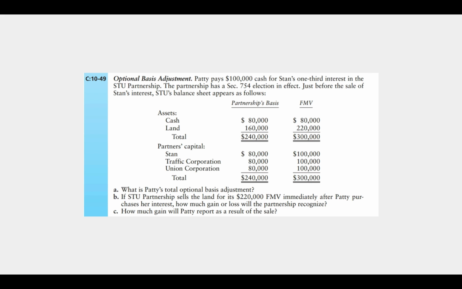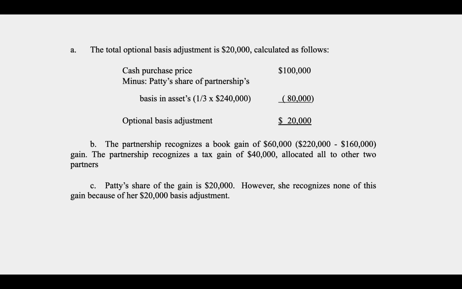Now, how much gain will Patty report as a result of the sale? So her share of the book gain is $20,000, but she recognizes none of this gain because of her $20,000 basis adjustment.